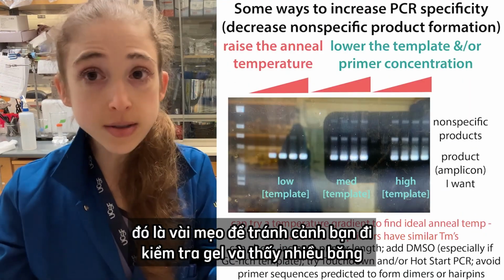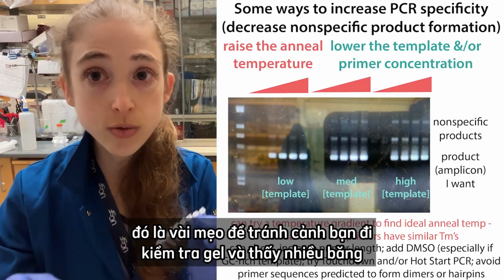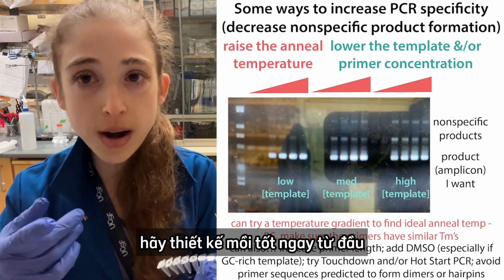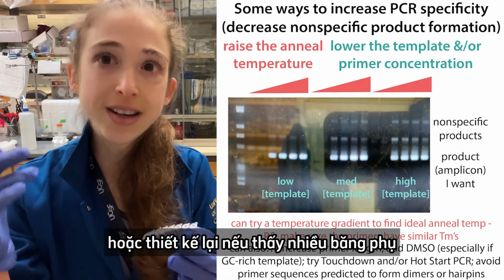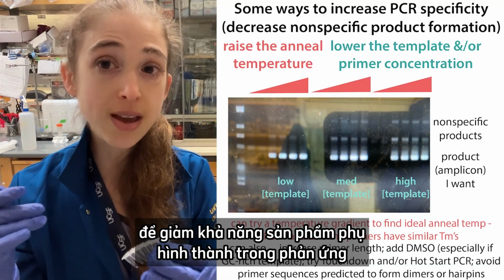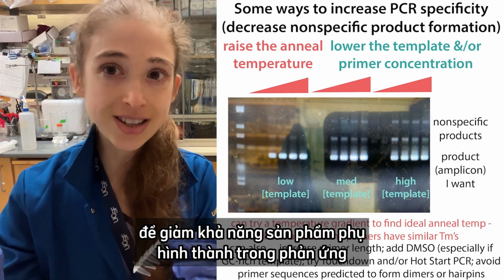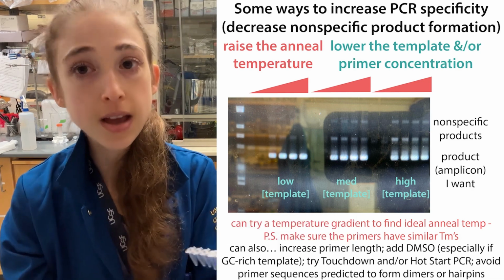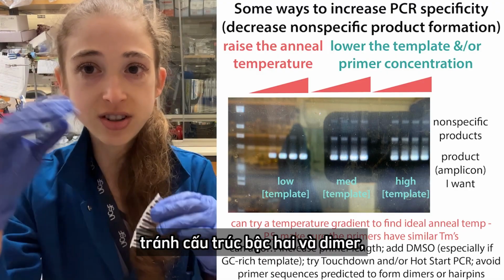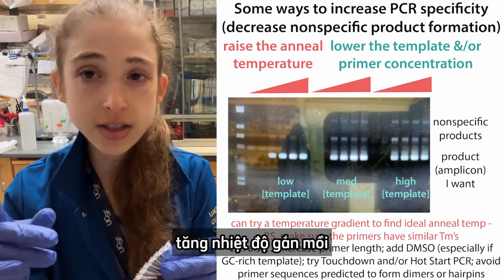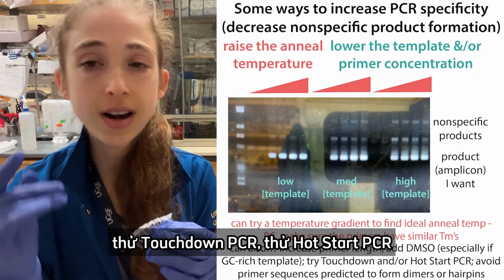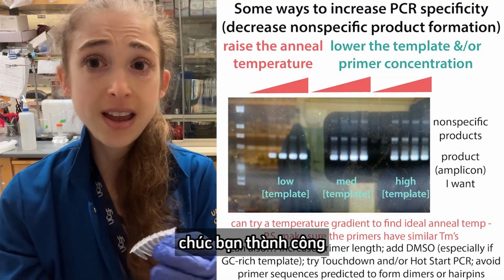So those are just some tips to help you avoid the situation where you check your gel and you see multiple bands. Design your primers better in the first place, or redesign your primers if you see those multiple bands, and adjust your PCR conditions to make those products less likely to form during the reaction, even if your primers aren't ideal. So lengthen those primers, avoid complexity, secondary structure and dimer formation. Increase your annealing temperature, skip it altogether if it's high enough, try touchdown PCR, try hot start PCR, and good luck.